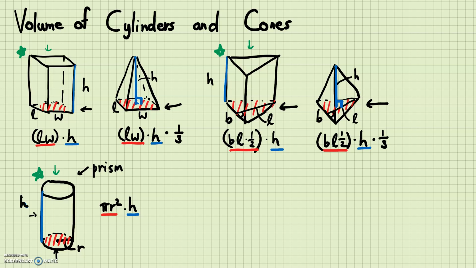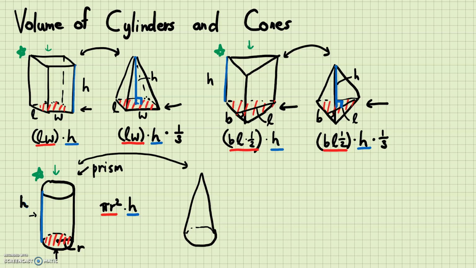And since we know how to do this, I'm sure you'll know how to find the cone as well, because the relationship between cylinders and cones is the same as the relationship between these two and the relationship between these two. Right? The relationship between a rectangular prism and a rectangular pyramid, and the relationship between triangular prism and triangular pyramid, is the same as the relationship between cylinders and cones.